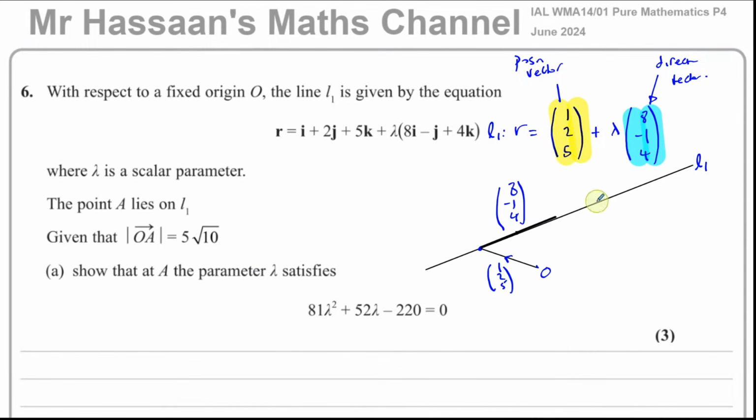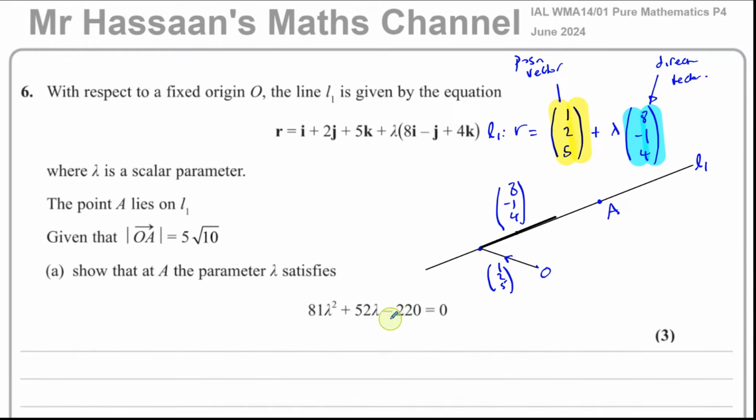All right, now it says the point A lies on line 1. Given that the magnitude of OA is 5 root 10, show that at A, the parameter lambda satisfies this equation. We know that the point A lies somewhere on line 1. Let's just say the point A lies over there.